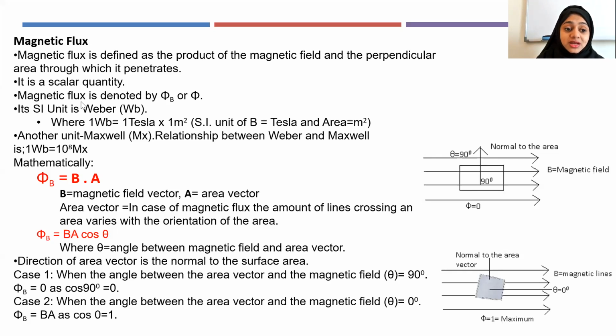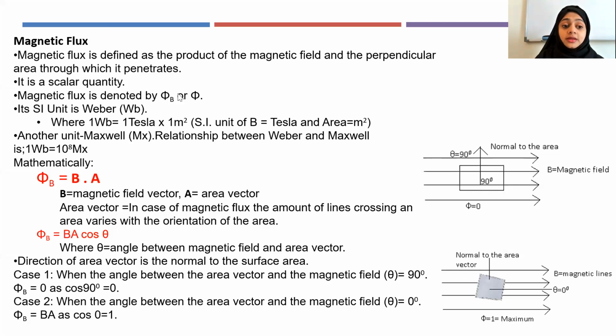So magnetic flux is the product of two vector quantities. One is magnetic field represented by B, and the second one is area, which is always taken as perpendicular to the surface area. So it's a scalar quantity, so you have to take the dot product of these two vectors. B is the magnetic field and A is the area vector. Is that clear now?